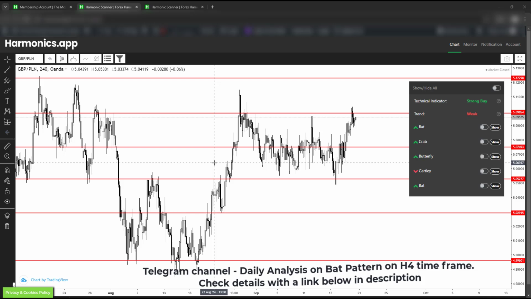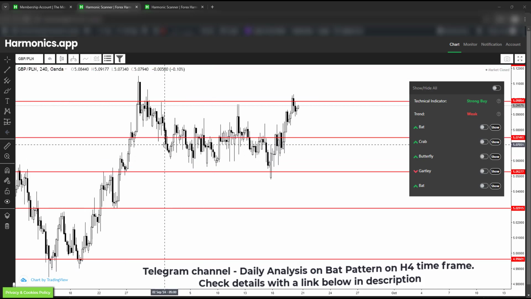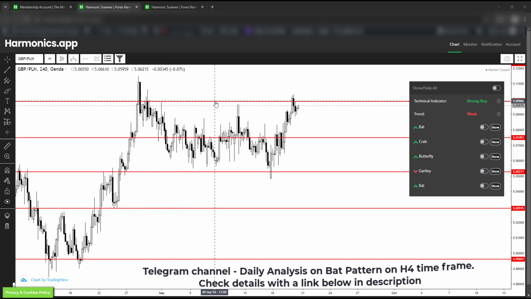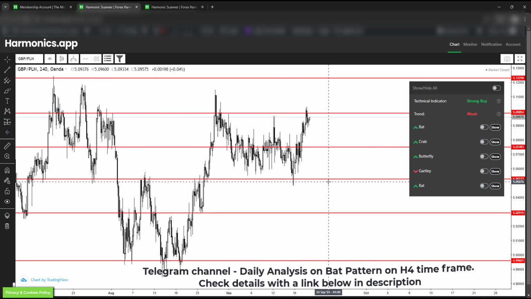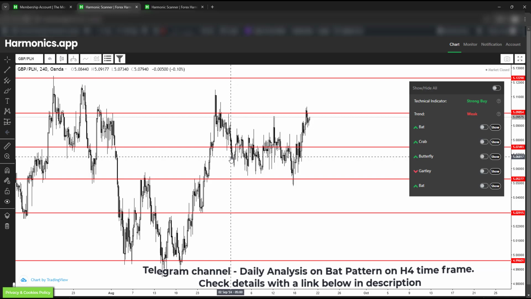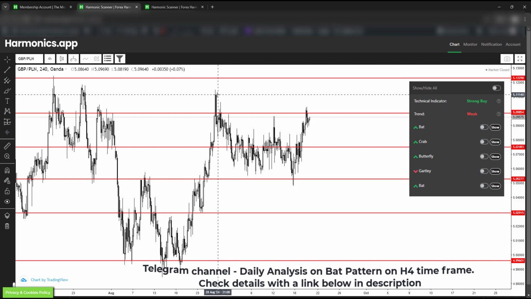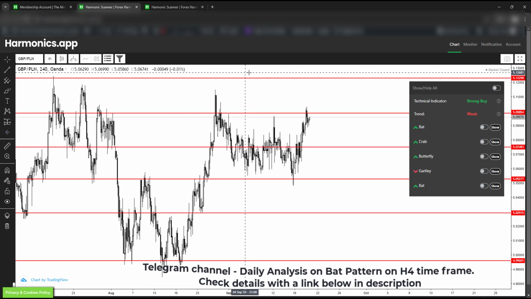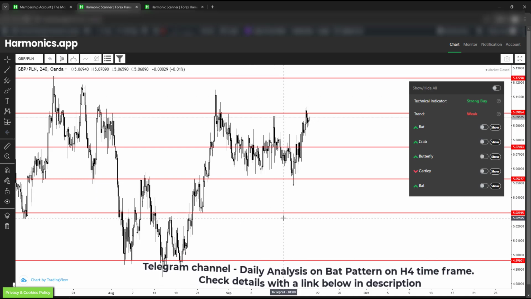In this week I will just briefly cover the previously mentioned bat pattern that has been formed on the GBP against PLN on the 4-hour time frame, where it was a bearish bat pattern suggesting further decline. If you have followed the previous analysis on the weekly time frame, I have shown that this potentially bearish bat pattern has been formed around the potential reversal zone here and this resistance level here, with the targets here and also this one here.